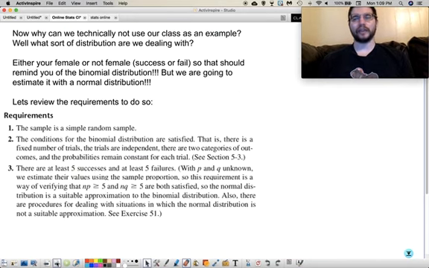Now, why can we not actually use our class? Well, what kind of distribution are we dealing with? We either are female or we're not female. So success or fail, that's a binomial distribution. And we're going to approximate it with the normal distribution, like we did last chapter. First requirement: the sample is a simple random sample. And that's where we fail. Our class is all one cluster from a very specific population, people that go to Oberlin High School.